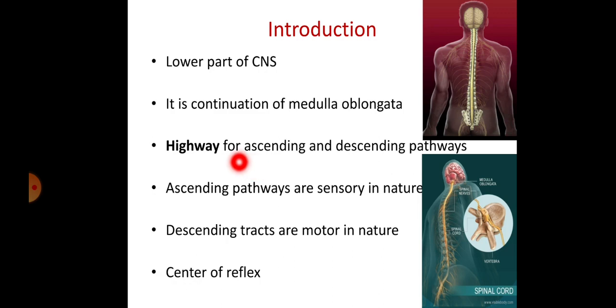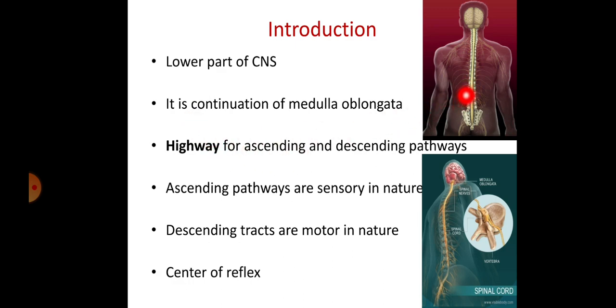This spinal cord is the highway for the ascending and descending tracts. Then what is a tract? A tract is a collection of axons in the central nervous system. Ascending tract means the nerve fibers or axons ascending upwards; they carry sensory information to the brain. Descending tract means the axons start from the brain and descend downwards; they carry information from up to down. So ascending tracts carry upward impulses, and descending tracts carry downward impulses.